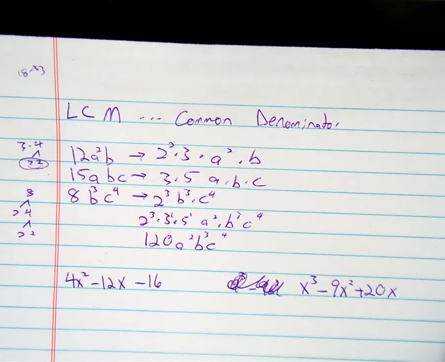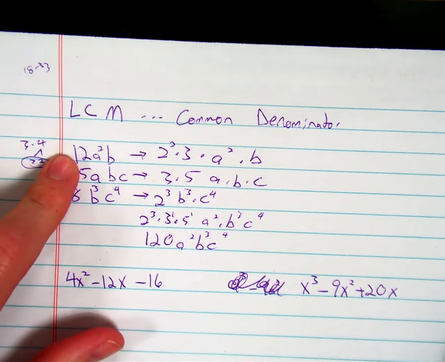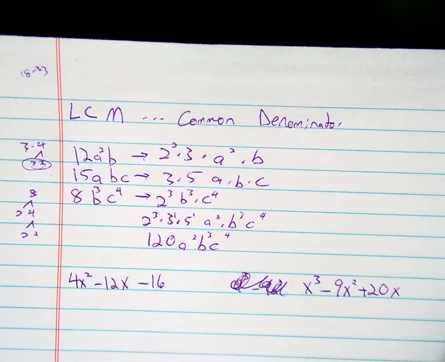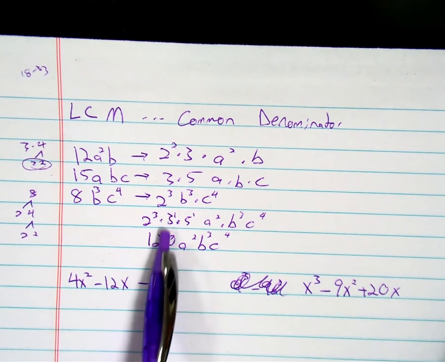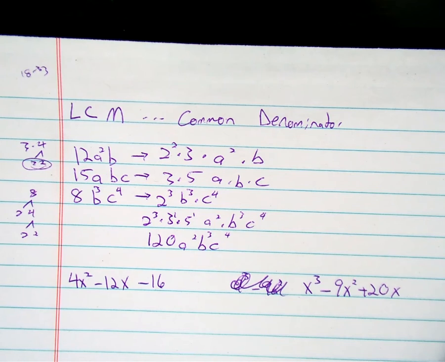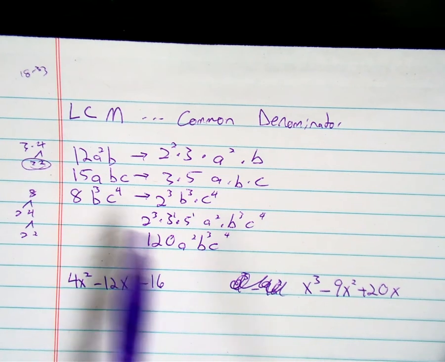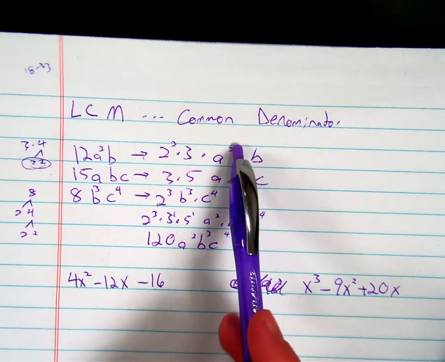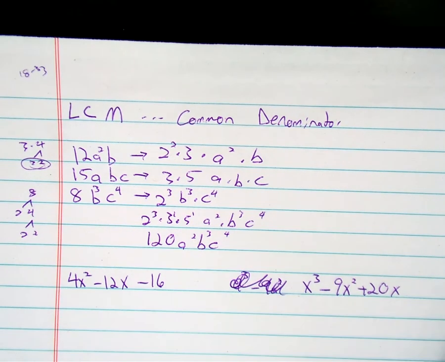Like I said, the only tricky part there is the numbers. Prime factorizations, so if you need to make a pyramid or a tree, however you do those. Then you take the biggest power that you have out of all the groups, the biggest power for each number, and put those all down there, and then we have to multiply the numbers back together. And the letters, we just take the highest power of each letter that you have.